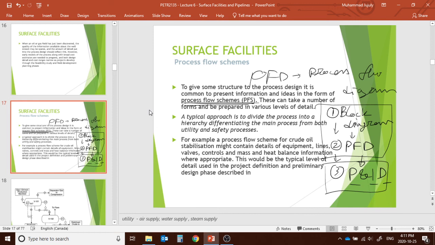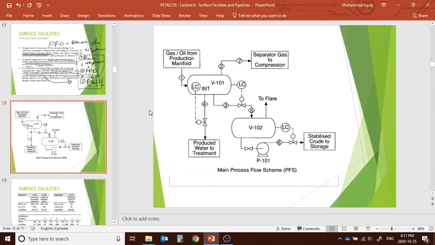All right, so in PFD, what do we do? We typically divide the process into the hierarchy, differentiating the main process from both the utility and the safety of the process. Okay, for example, a process flow scheme for crude oil stabilization must contain the detailed equipment, lines, valves, controls. Okay, so where do we actually do that? We do it in P&ID. Okay, let's see an example of the P&ID.